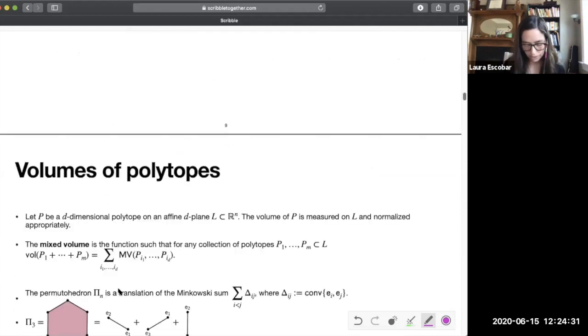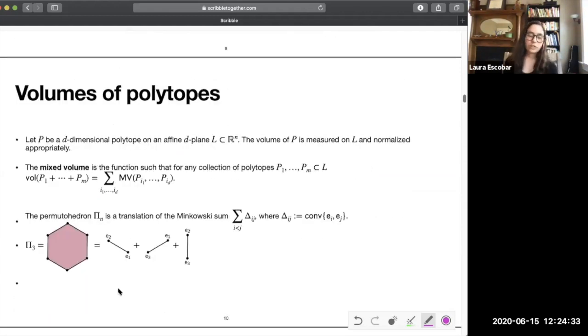Now, let's see what it means in terms of the permutahedron very quickly. I was going to do the whole computation, but instead I'll just give you the main idea for what happens in the permutahedron. This is a classical fact that it's a translation of a Minkowski sum of intervals. Here, I'm going to denote by delta ij the convex hull of e_i and e_j, so it's just an interval. If you add these 3 intervals, you get this hexagon, which is the permutahedron pi 3.